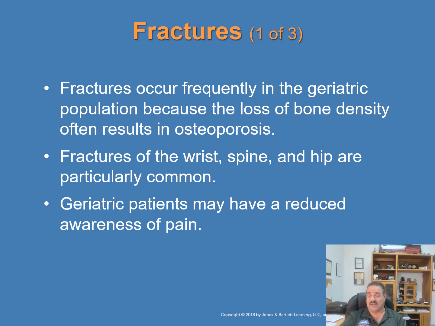Fractures. Fractures often occur with the geriatric population. It's usually because of osteoporosis. Wrist, spine, and hip fractures are particularly common. Also, because of what we call generalized neuropathy, where their nerves don't work so well anymore, the geriatric population can have a reduced awareness of pain, so they may not even recognize that they have a fracture.